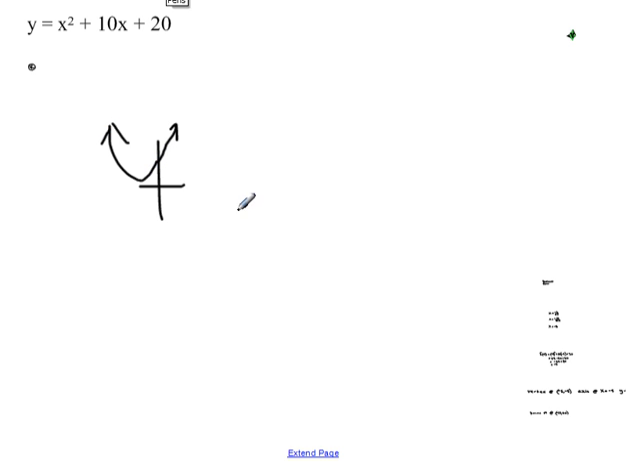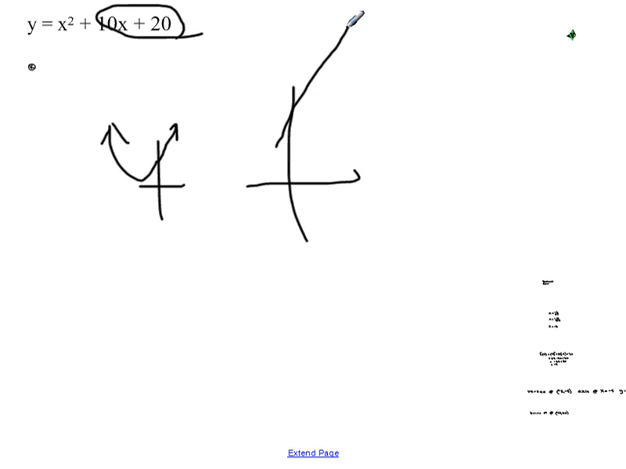Or using another argument, I could just look at the line. It appears to be the line 10x plus 20, which is a line that looks like this. And then if I was to make a parabola, this is an up parabola, which means I have to take the bottom end of the line and fold it up. And that's how I know we're going to have a dip to the left in this particular parabola.